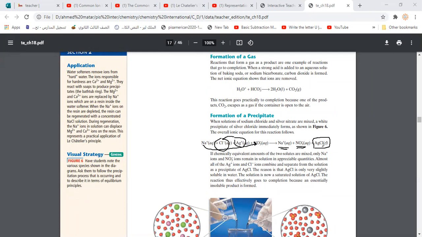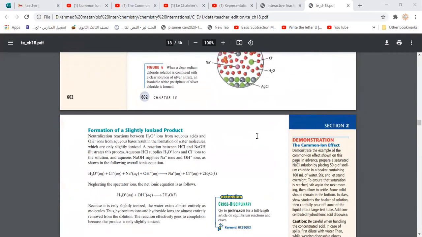That means silver ions and chloride ions are now excluded from the reaction, so they will not react anymore. In that case, the reaction will move in that direction only, because the absence of silver and chloride ions will not allow the reversible reaction. So this reaction tends to be a complete reaction, or it just flows in one direction only, which is the right direction, the forward direction. That represents how the absence of some ions could affect the reaction and make it flow in one direction only.